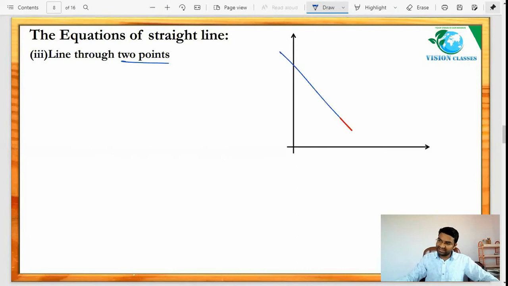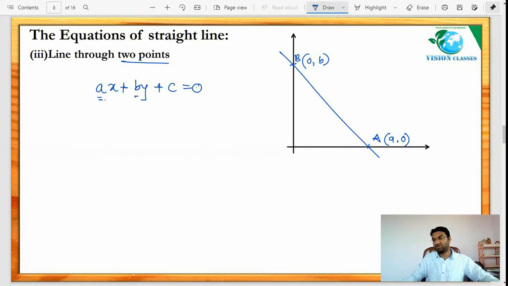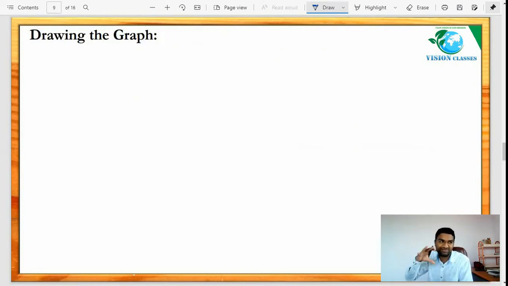Let's say it intersects at (a, 0) and this is B, let's say (0, b), so it cuts the x-axis and y-axis at A and B respectively. In that case, the equation of the straight line will be in the form of ax plus by plus c is equal to 0. A means x coordinate, B means y coordinate, C means y intersection. Okay, so this is the equation of a straight line, which passes through the 5 different types of graphs of a straight line.